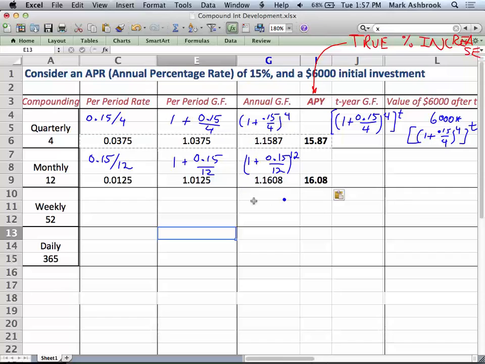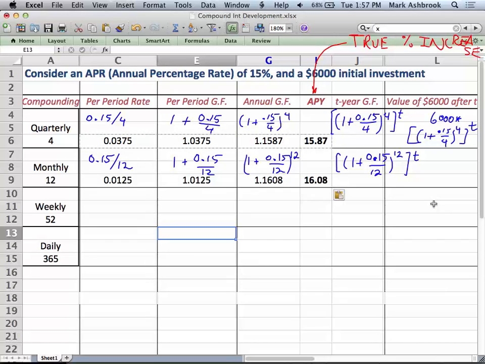Okay. So how about the T-year growth factor? Let's go with Joe. Did you get the T-year growth factor for this one? Should be 1 plus 0.15 over 12. Yep. Raise the 12, right? Raise the T. Okay, so that will be our T-year growth factor.